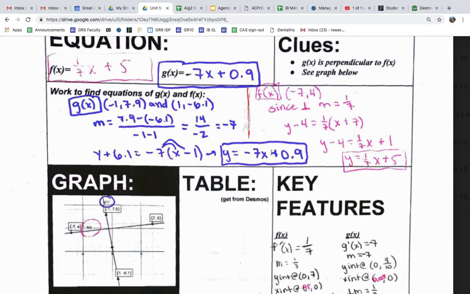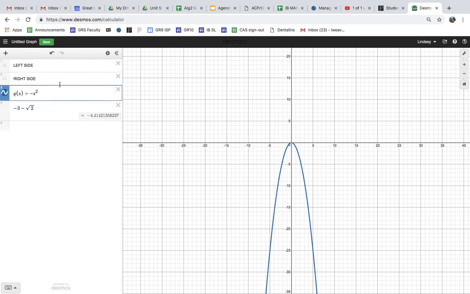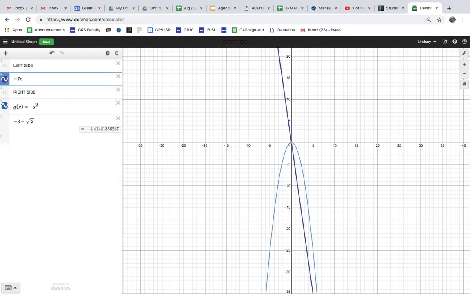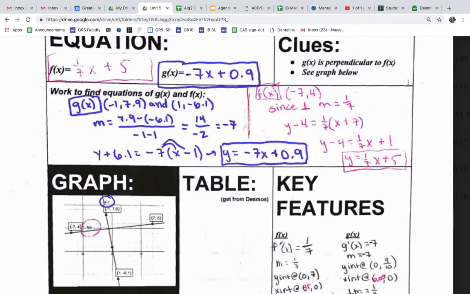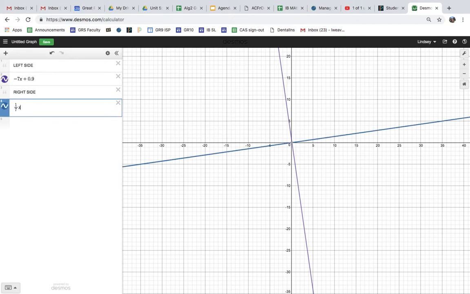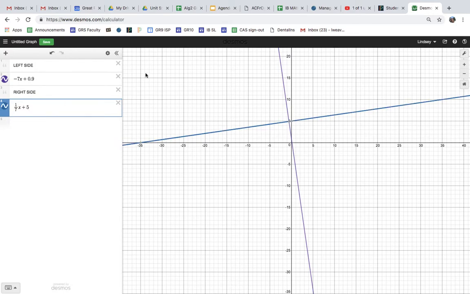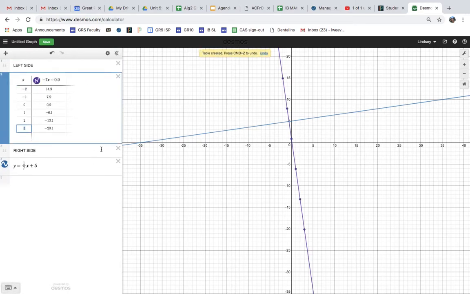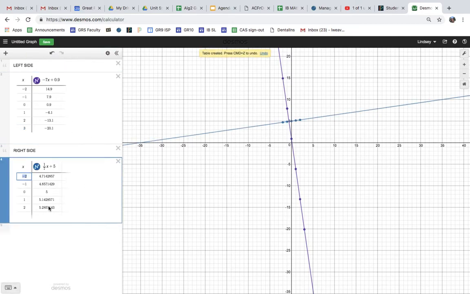So I know that g of x is negative 7x plus 0.9, or 1/9. So left-hand side, negative 7x plus 0.9. And the right-hand side, f of x, is 1/7 x plus 5. Okay. And now I can go to, let's make sure this is y equals and this is y equals. And we're going to go to convert to table. And now I have my values for that pattern, and I can also get a table here. Quite ugly values, random to 2 decimals or so.